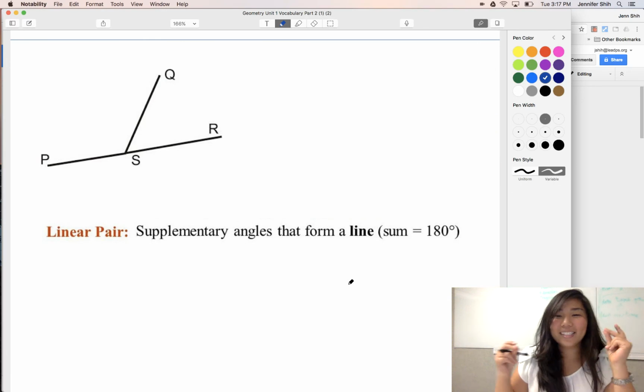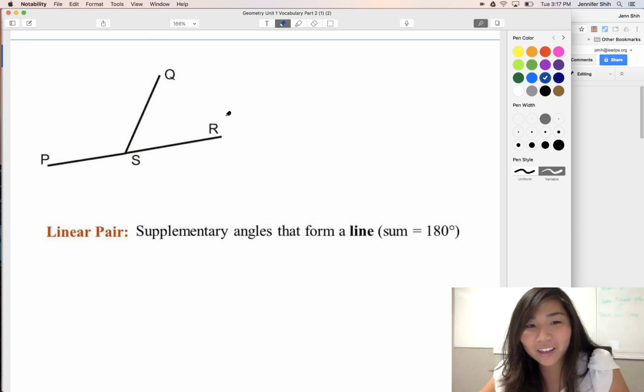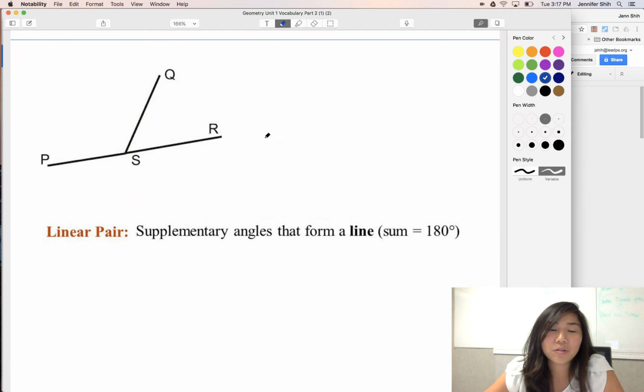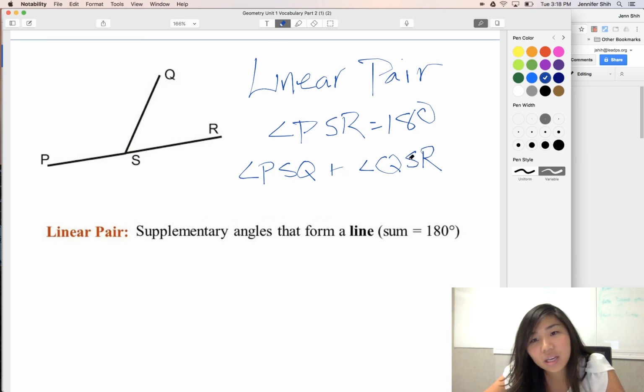Speaking of supplementary angles, look, this one definitely adds up to 180. We were able to prove that straight lines are. This is a straight angle. I just want to remind you. The word here, linear pair. Angle PSR is equal to 180 degrees because angle PSQ plus angle QSR, notice how I'm writing the notation, draw a little angle sign, my vertex is in the middle, is equal to angle PSR, which is equal to 180 degrees.